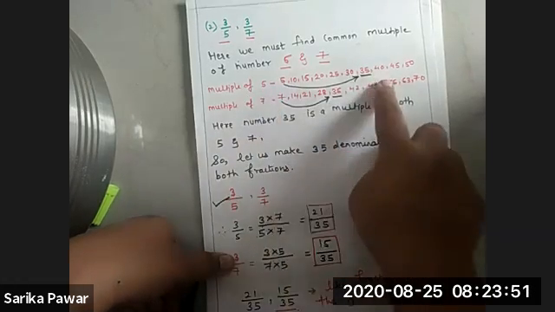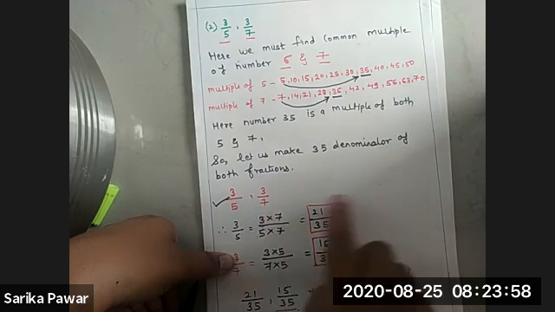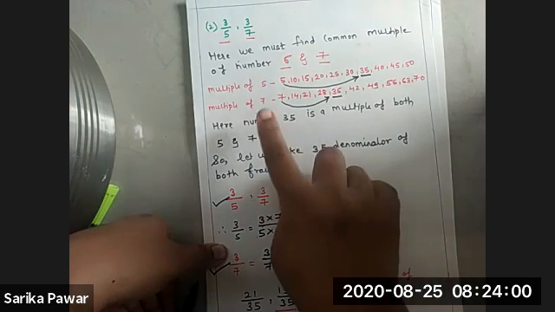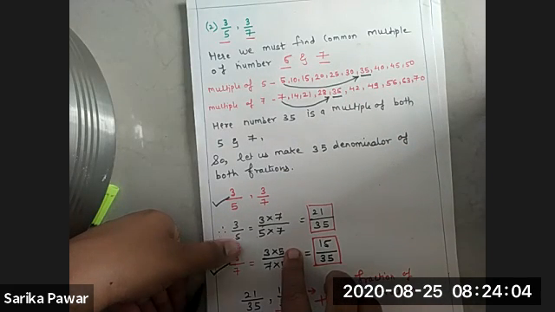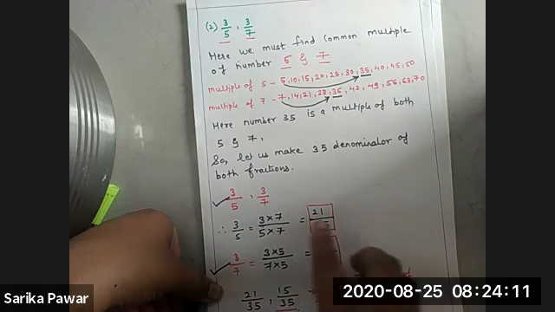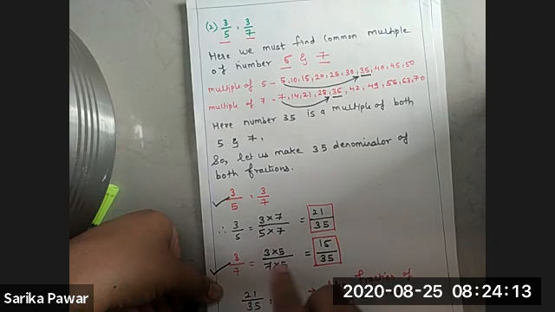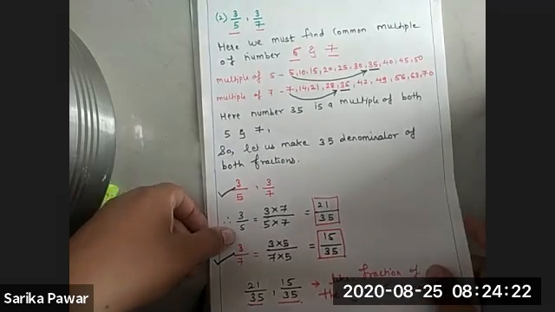So 5 7s are 35. So here I multiply by 7 and the same number I have to multiply in the numerator. And here is the answer. And same way 7 5s are 35. So multiply by 5 in the numerator also, the same number. So here also 7 3s are 21, 7 5s are 35, 5 3s are 15, 7 5s are 35. So the answer is 21 upon 35 and 15 upon 35. So now the next problem I will take here.